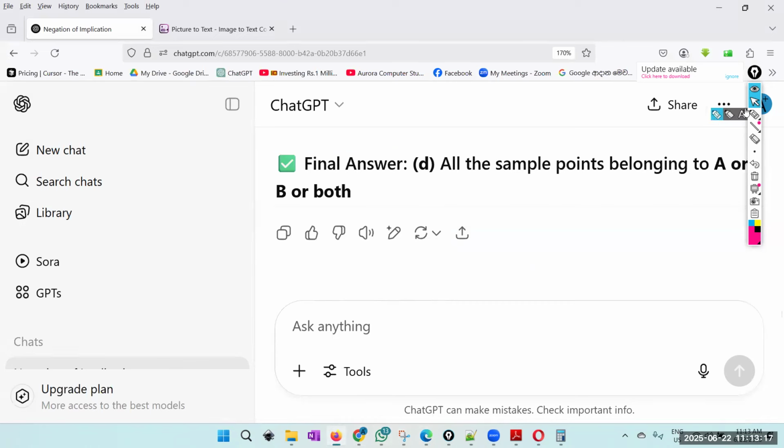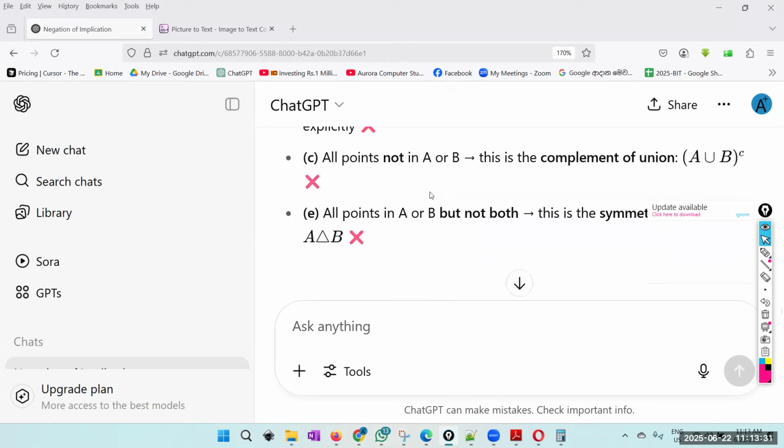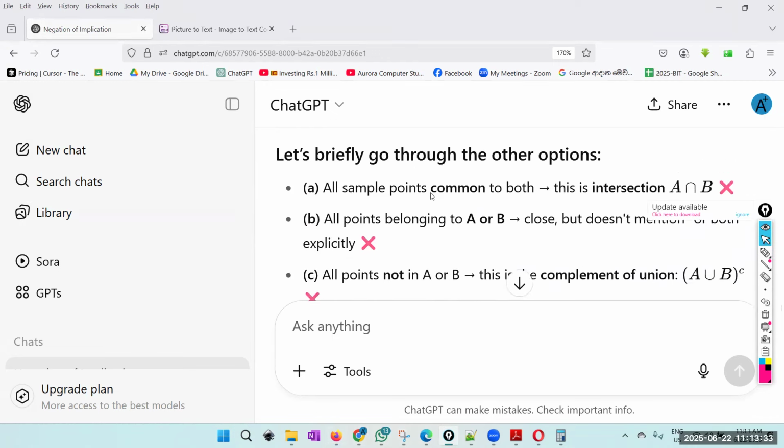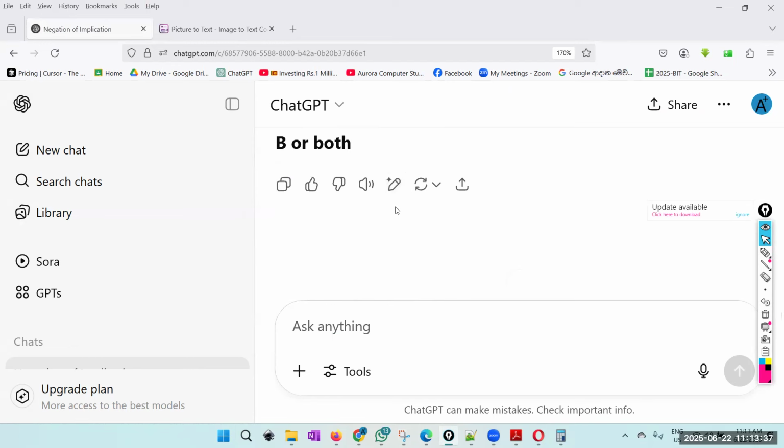Yeah, you can see D, all the sample points belong. Examiner, ChatGPT also said D. Okay. Also tells A. Because ChatGPT always biases towards one answer, because ChatGPT sometimes assumes only one answer is correct, right? Because when multiple answers are possible, actually, okay, let's say multiple answers are possible.